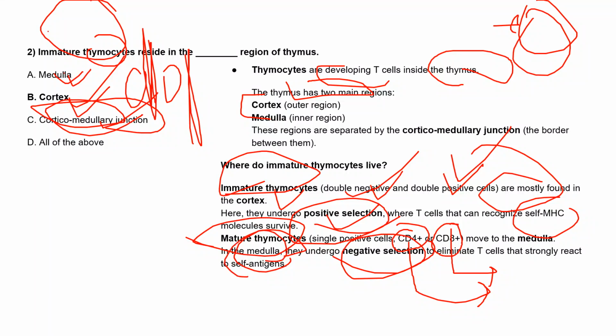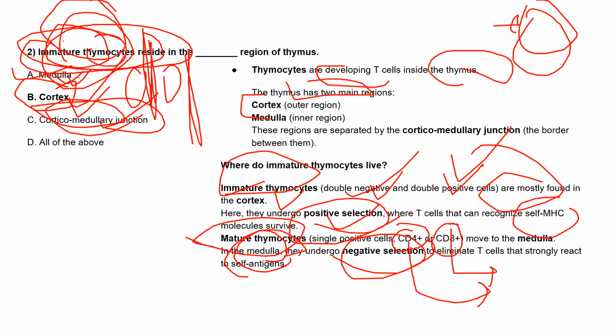But in the question they asked where the immature thymocytes reside. Immature thymocytes, which are double negative or double positive cells, are mostly found in the cortex region. After that, the mature thymocytes, which are now single positive cells, undergo negative selection, which happens in the medulla only. So immature thymocytes mostly reside in the cortex region, but mature thymocytes mostly reside in the medulla region of the thymus. So you were right.